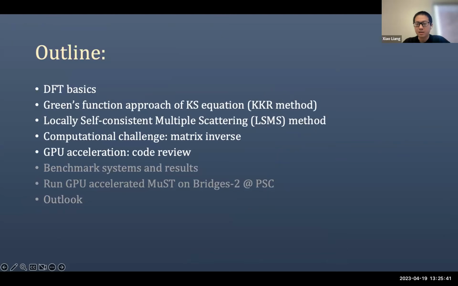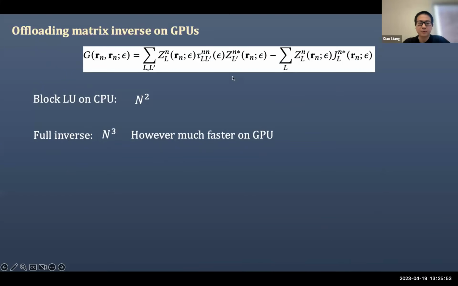Based on the OpenMP thread test, we will offload the matrix inverse calculation onto GPUs, and we expect high acceleration ratios. Recalling the Green's function formula, as we care about the charge density per atom, we only need part of the tau matrix. For the Green's function on the nth atom site, only the nth diagonal block of the tau matrix is needed. Therefore, we can use a block LU algorithm instead of inverting the whole KKR matrix.